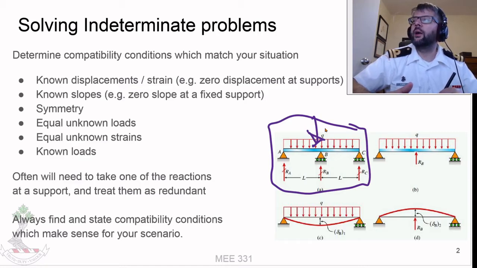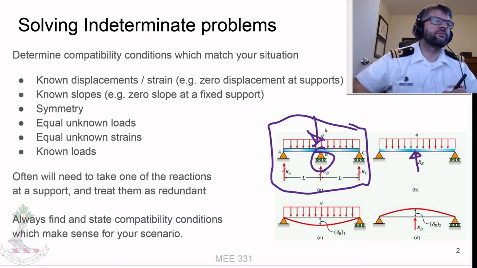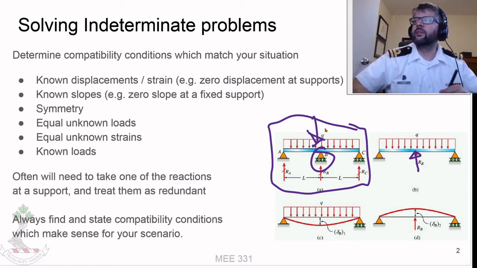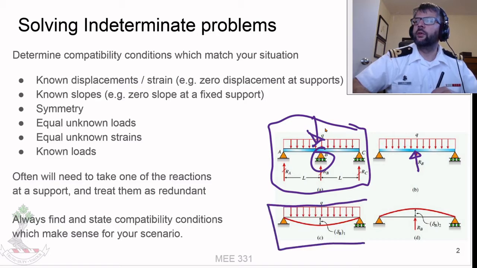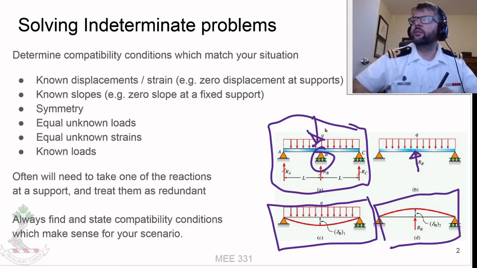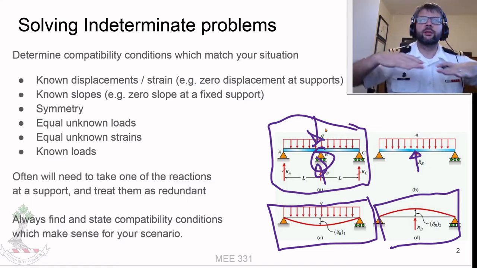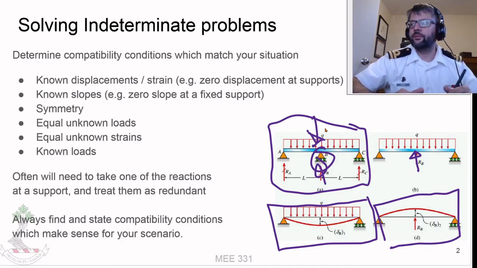So we know how that one would react if this load wasn't here, and we also know how this beam would react if we just had a force pushing up in the middle. So basically, we just take those two scenarios, the distributed load without the support in the middle and something pushing up in the middle. And our compatibility condition here is that the displacement in the middle needs to be zero, because that's what the support does. The support is there to ensure that the displacement is zero in the middle, despite whatever else is going on around it.